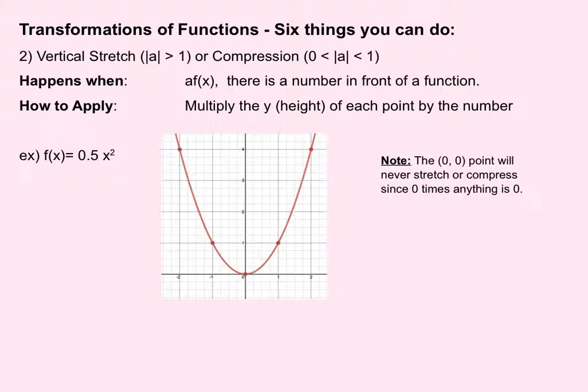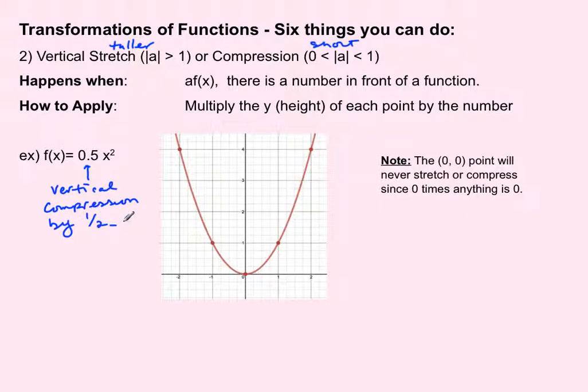The next thing we could do is we could vertically stretch or compress my graph. So that's when I have a number out in front of my function. It's the absolute value of that number that matters, because remember, the negative just means reflection. The actual quantity of the number is going to tell me if it's been stretched or compressed. So if it's made taller or shorter, right? That's all that means, stretch versus compress. So because this number right here is between 0 and 1, my graph is going to get shorter, closer to the x-axis. So this is a vertical compression by 1/2.